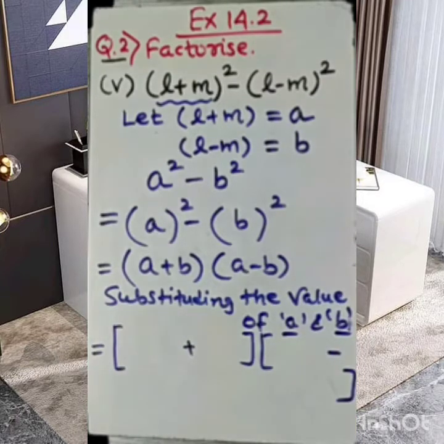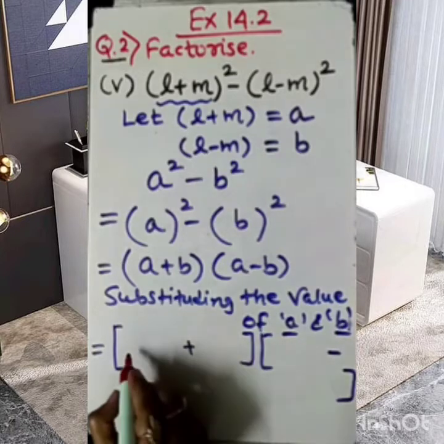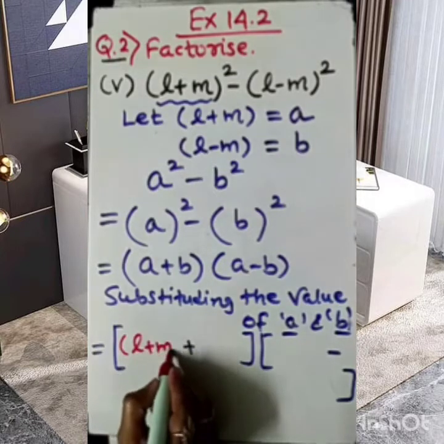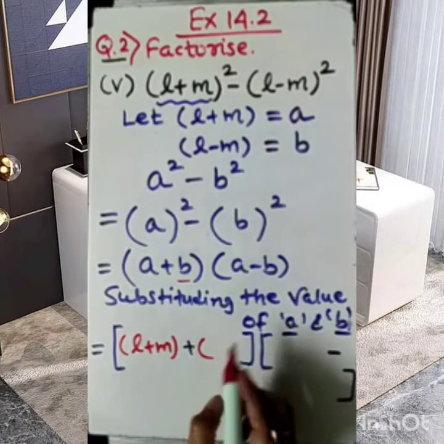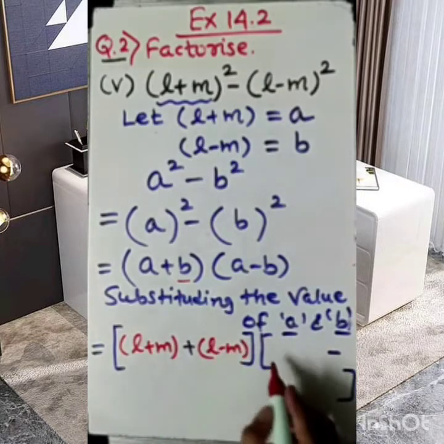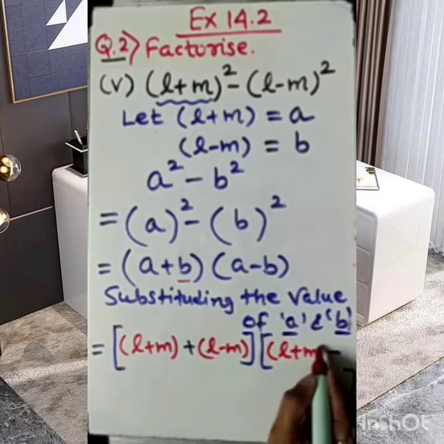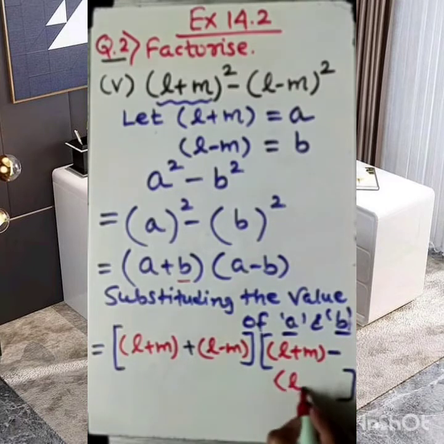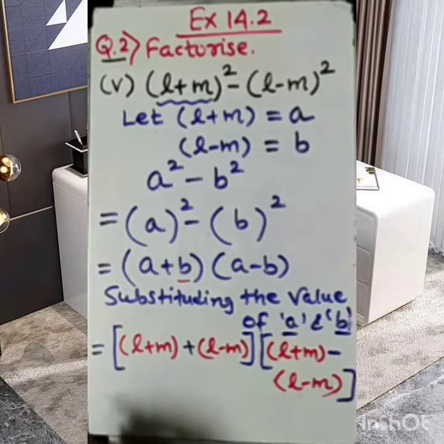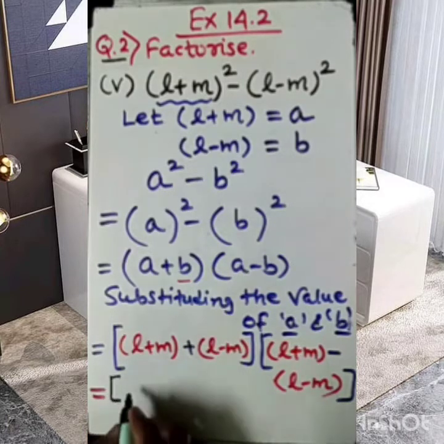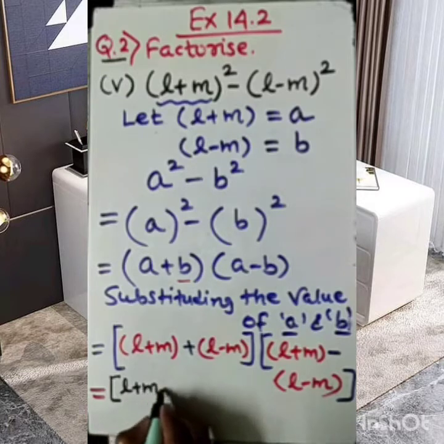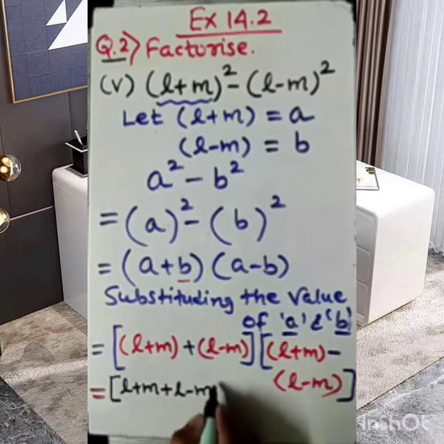So, yes student, I am writing it in bracket. What is the value of A? That is L plus M. So I am writing it in bracket, L plus M. What is B here? L minus M. Same thing is here, L plus M minus, and this is L minus M. Now, let me open the bracket. Okay. So, what do I have? Let's work out upon that. If I open the bracket, then in a square bracket only, L plus M plus L minus M.